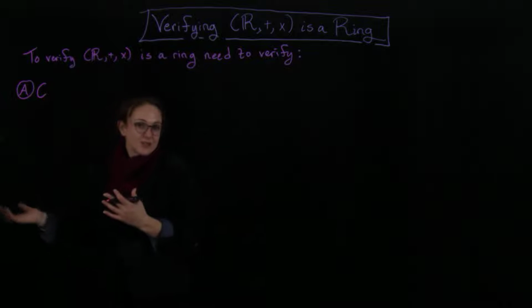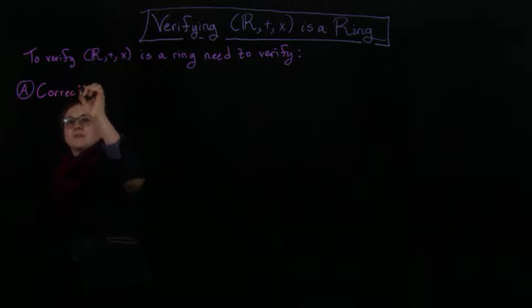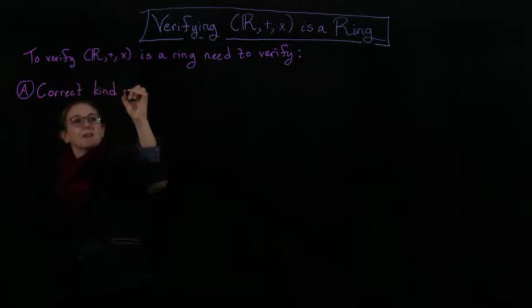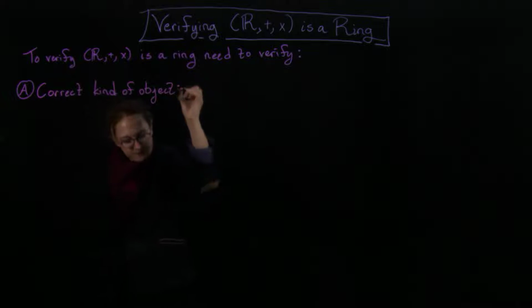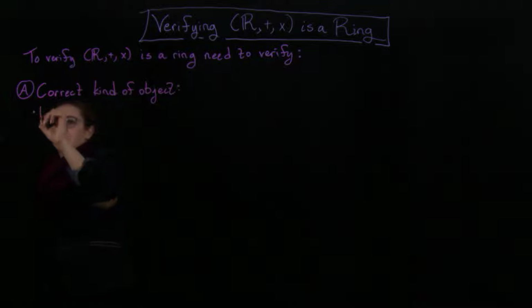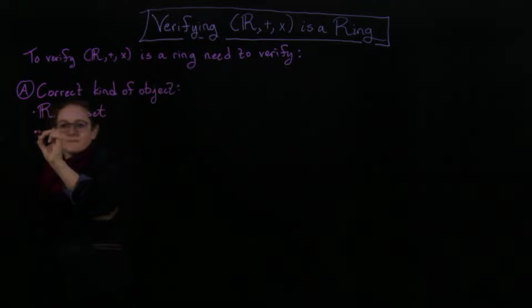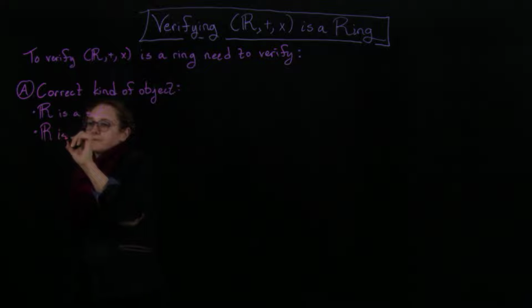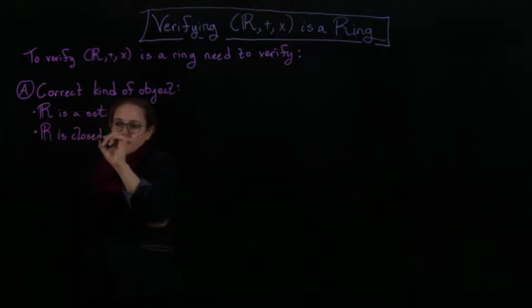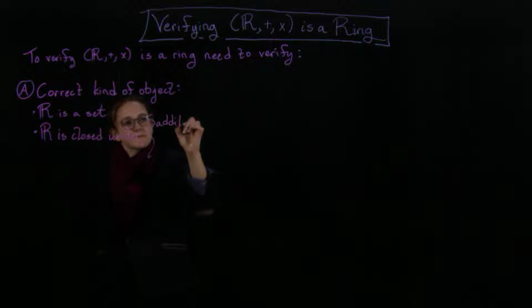So in this case, what is a correct kind of object? So what would we need to verify there? So correct kind of object. Okay, we would need, so R is a set. And we have that R is closed under addition and multiplication. So it needs to be closed under both addition and multiplication.